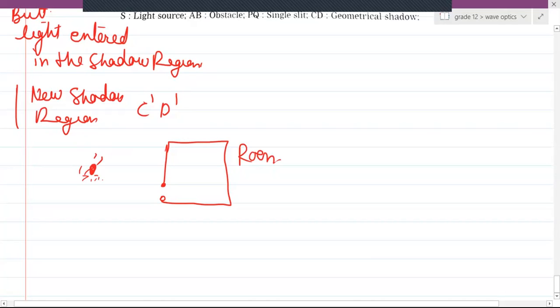Let me draw it again. Suppose this is the case and let's say the light is coming like this, plane wavefronts are coming. Now can you see these waves 1 and 2, they got stuck.